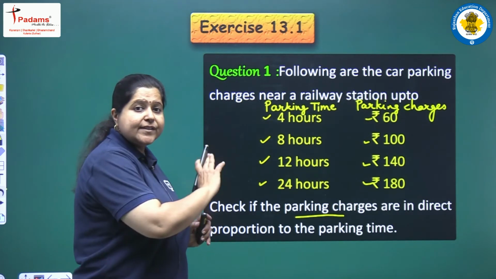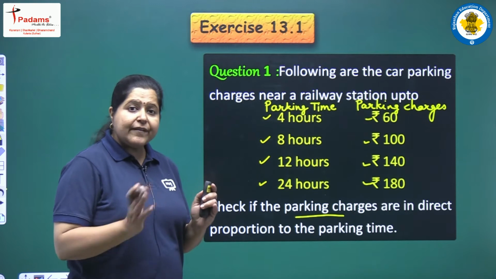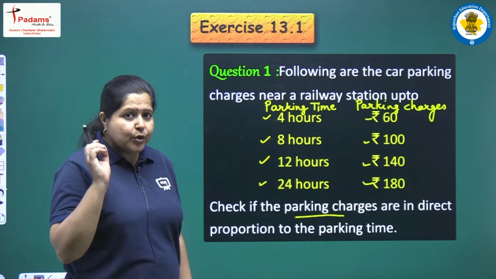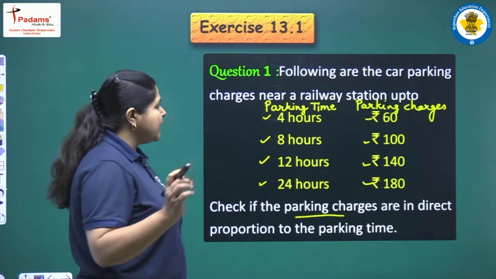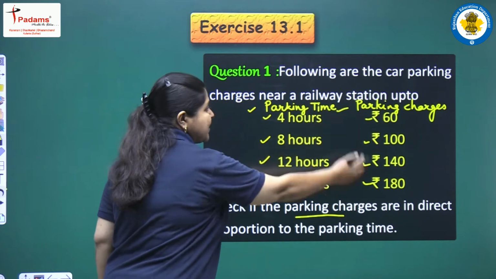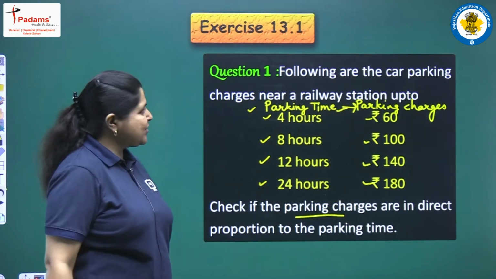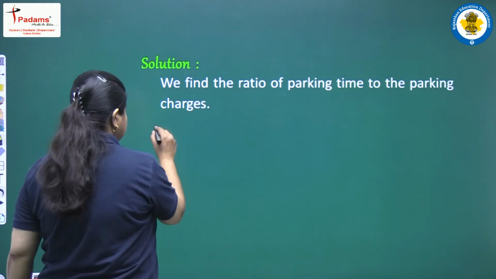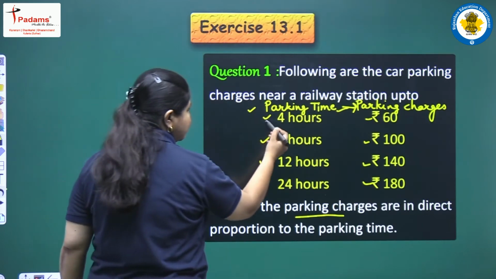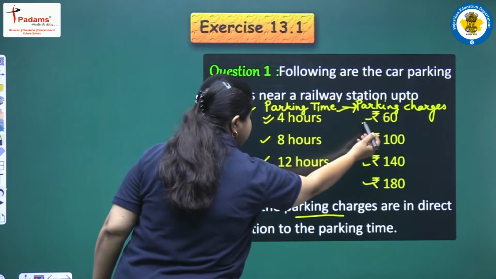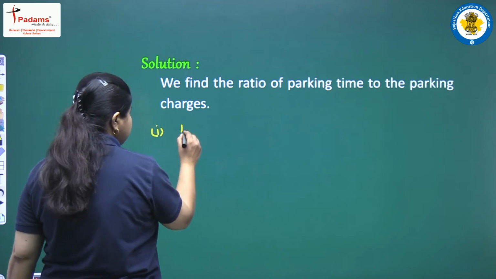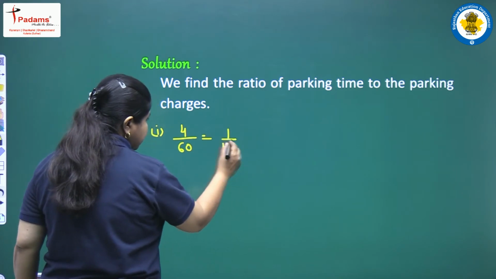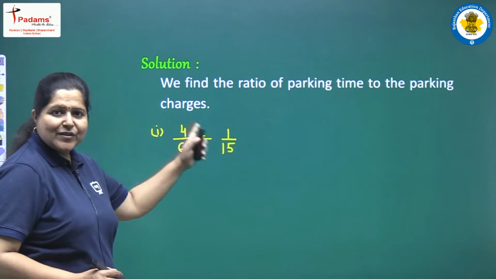If the ratio of these two quantities come out to be equal every time, then we can say that the two quantities are directly proportional. So here we will be finding the ratio of parking time to the parking charges, and we take the next page here. We find the ratio of parking time to the parking charges. First one we see here, it is given as 4 hours the parking time and parking charges rupees 60. So first ratio will be 4 upon 60 and this will be given by 1 by 15. We can divide by 4 and this will be the ratio.